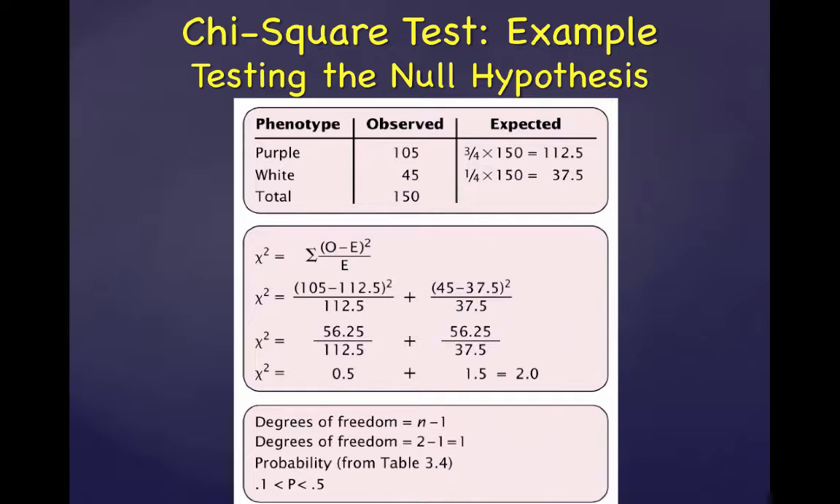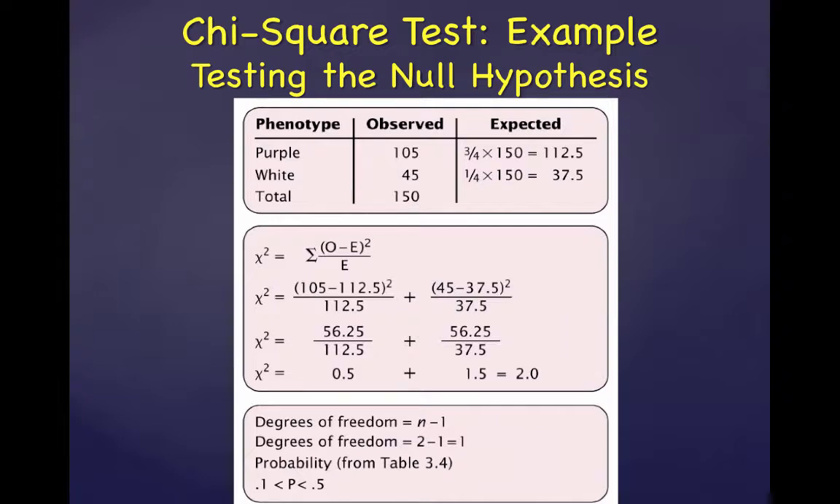So, looking at the purple and white flowers in a regular dominant recessive relationship, we would expect 3/4 of the offspring in the F2 generation to be purple. So, we take our total flowers in the study, multiply that times 3/4 or 75%, and we get a total of 112.5 plants that should have been purple. And then we do the same thing for the white flowers. We'll take the 150 total plants observed in the study and multiply that times 25% or 1/4, and we should have gotten 37.5 flowers that should have been white.